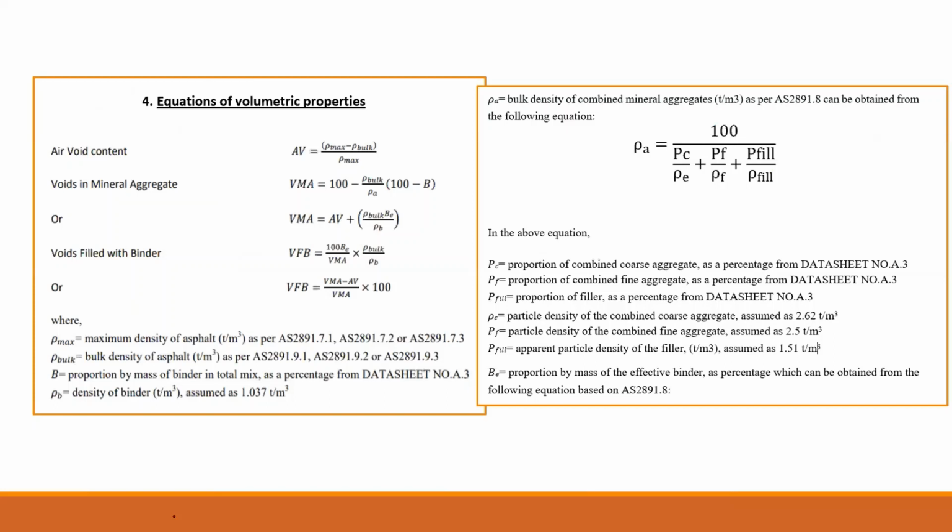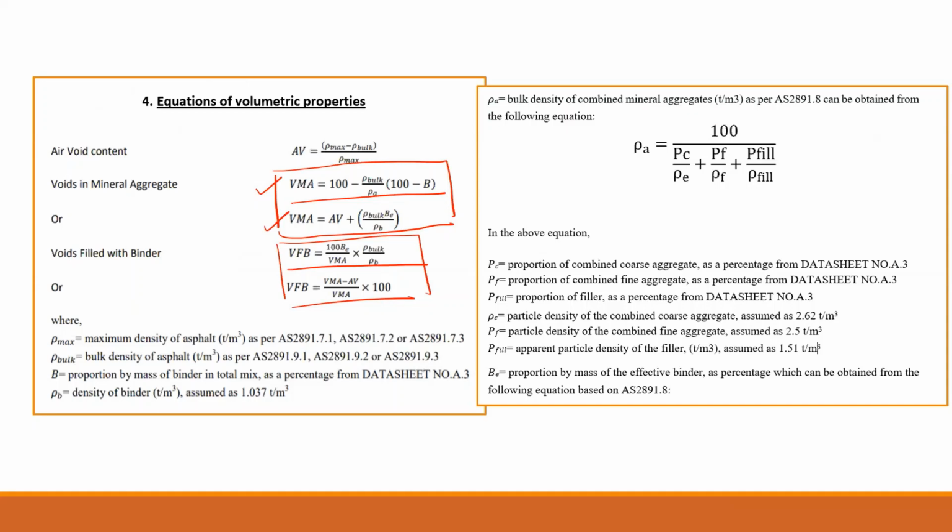So use these equations. As you see here, there are 2 equations to find the VMA. You can use both equations. If you've done your calculations right, you get the same reading from both equations. Similarly with the VFB, you can use both equations and you should get the same value, whichever equation you use.